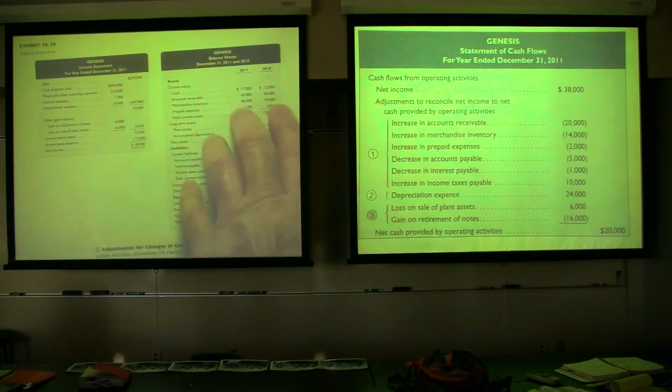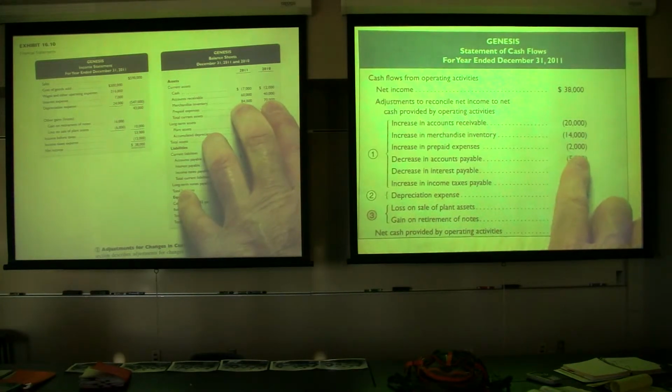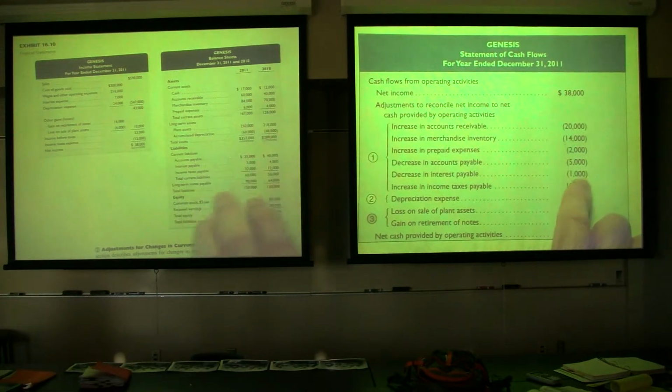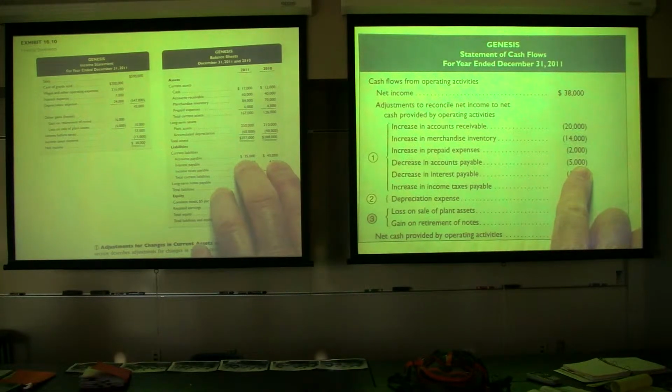Your merchandise inventory went from 70 to 84. That means that your cost of goods sold is understated by $14,000 from a cash standpoint. Okay? Let's go down to accounts payable. Accounts payable went from 40 to 35. That means that you paid off some of last year's accounts payable in this accounting period, so you subtract that amount.